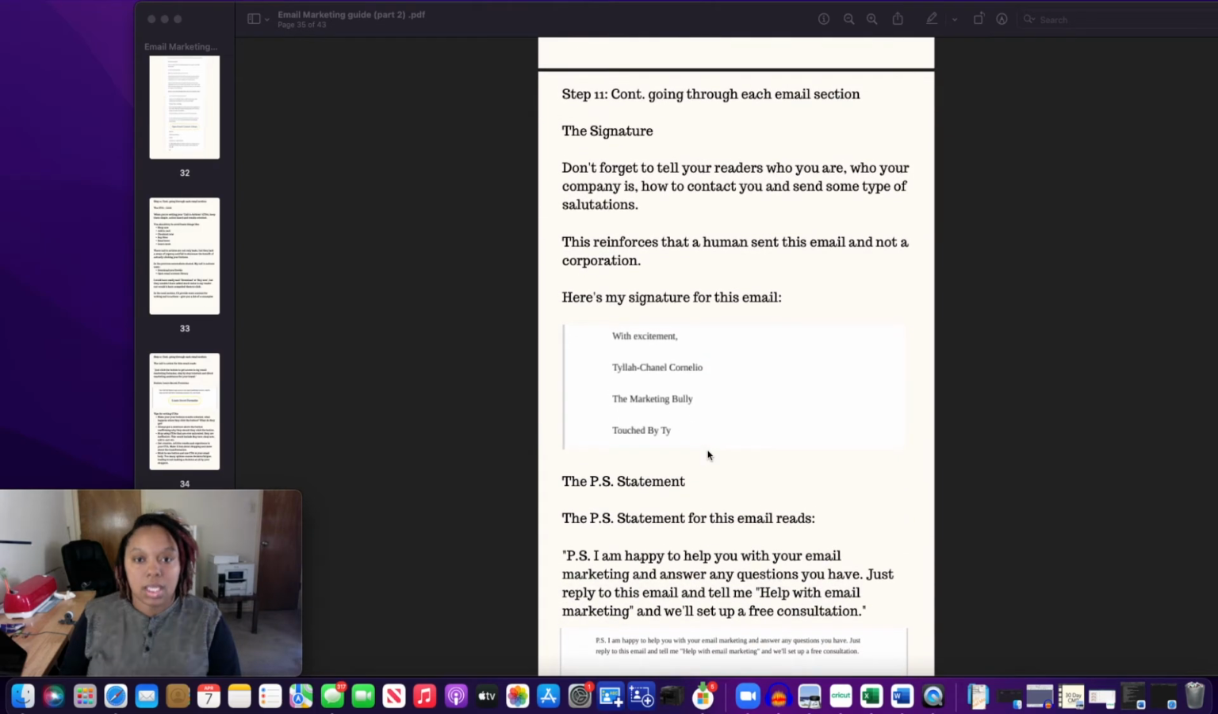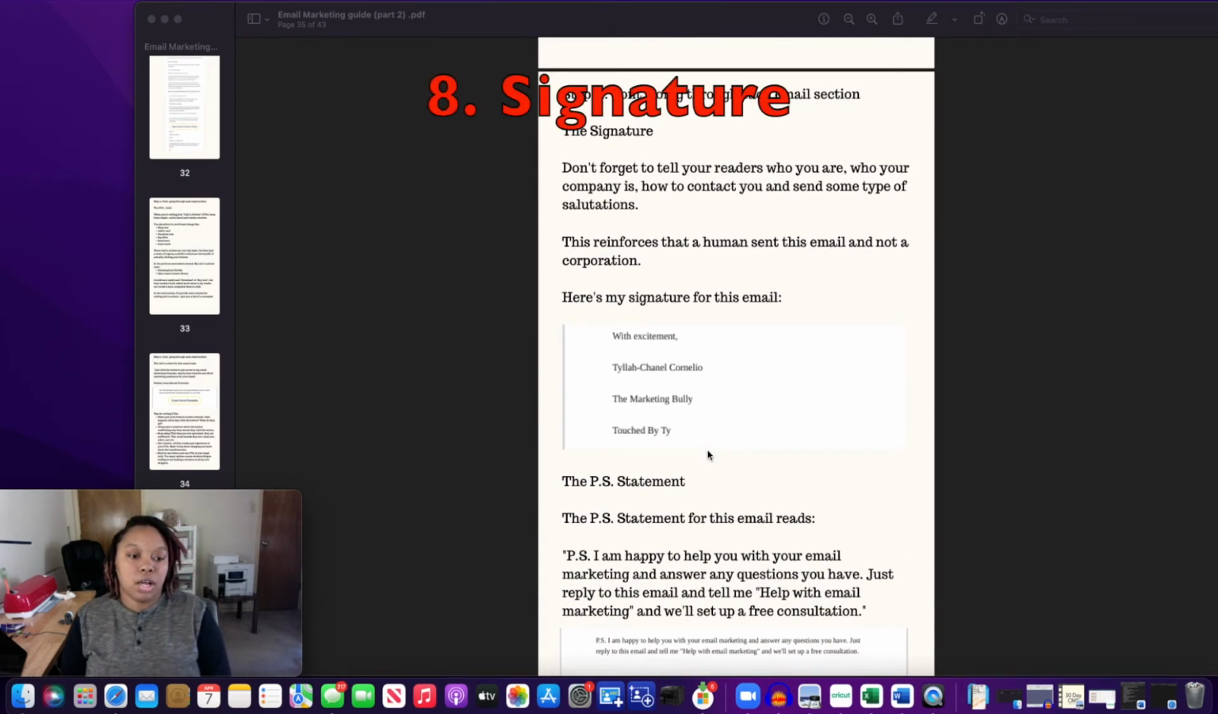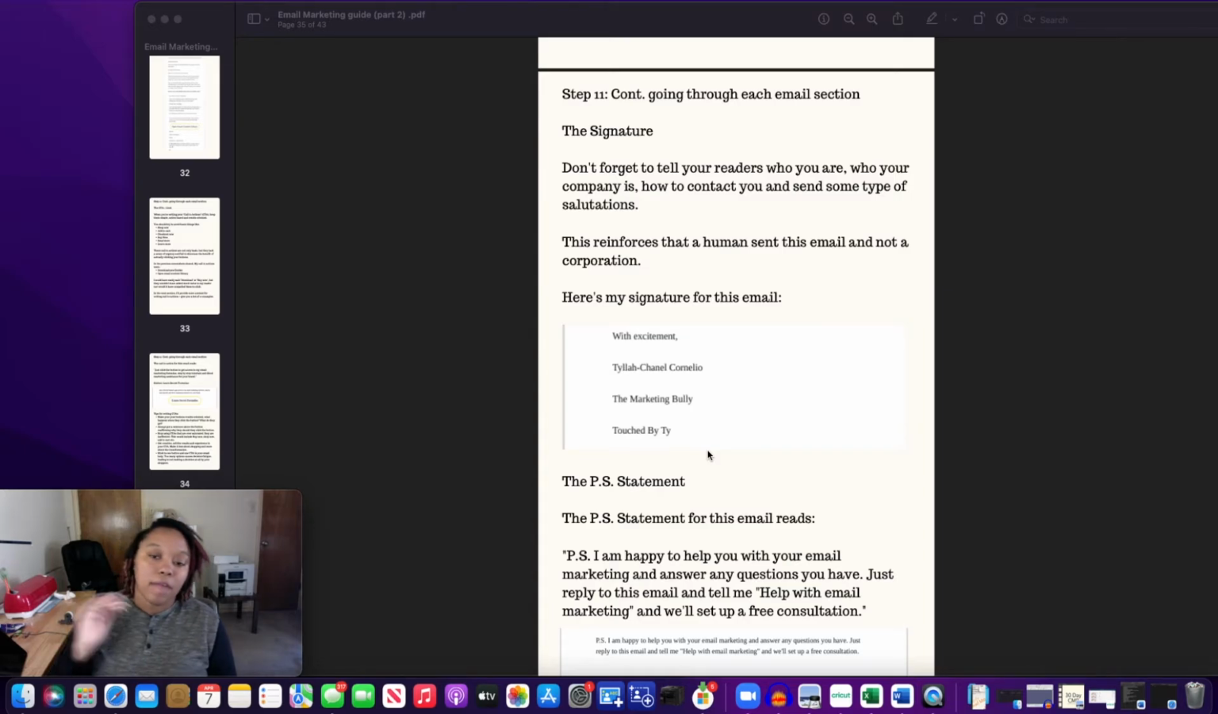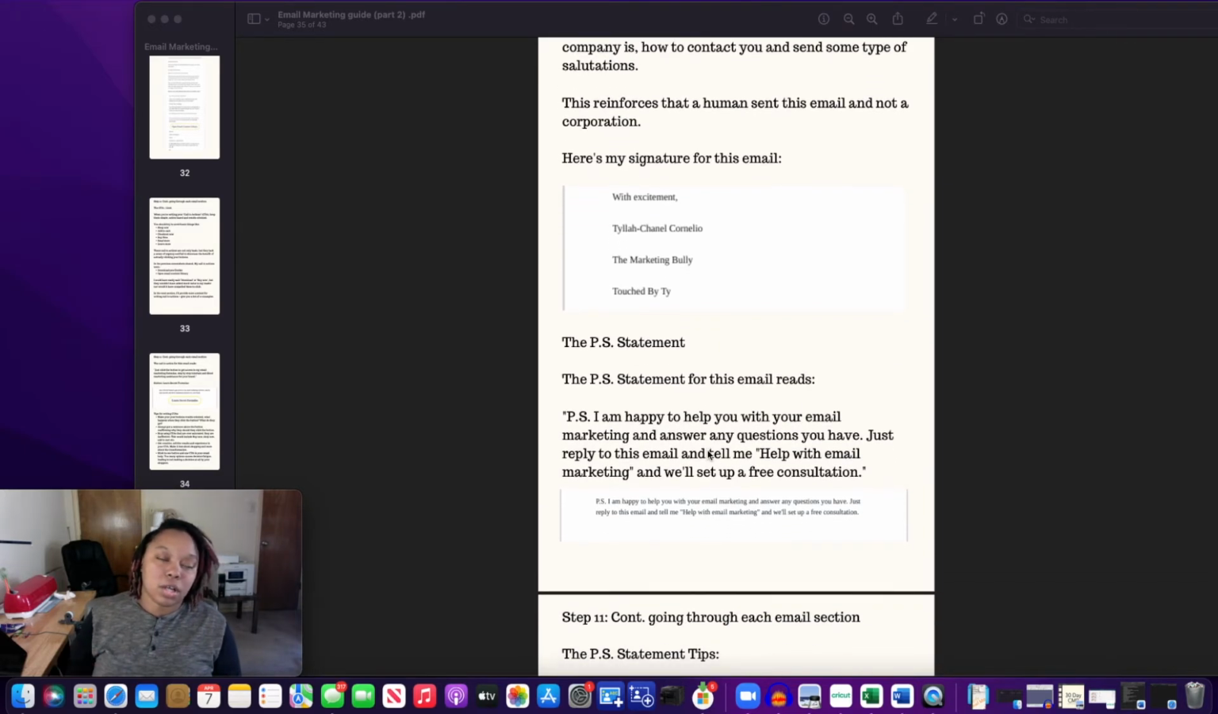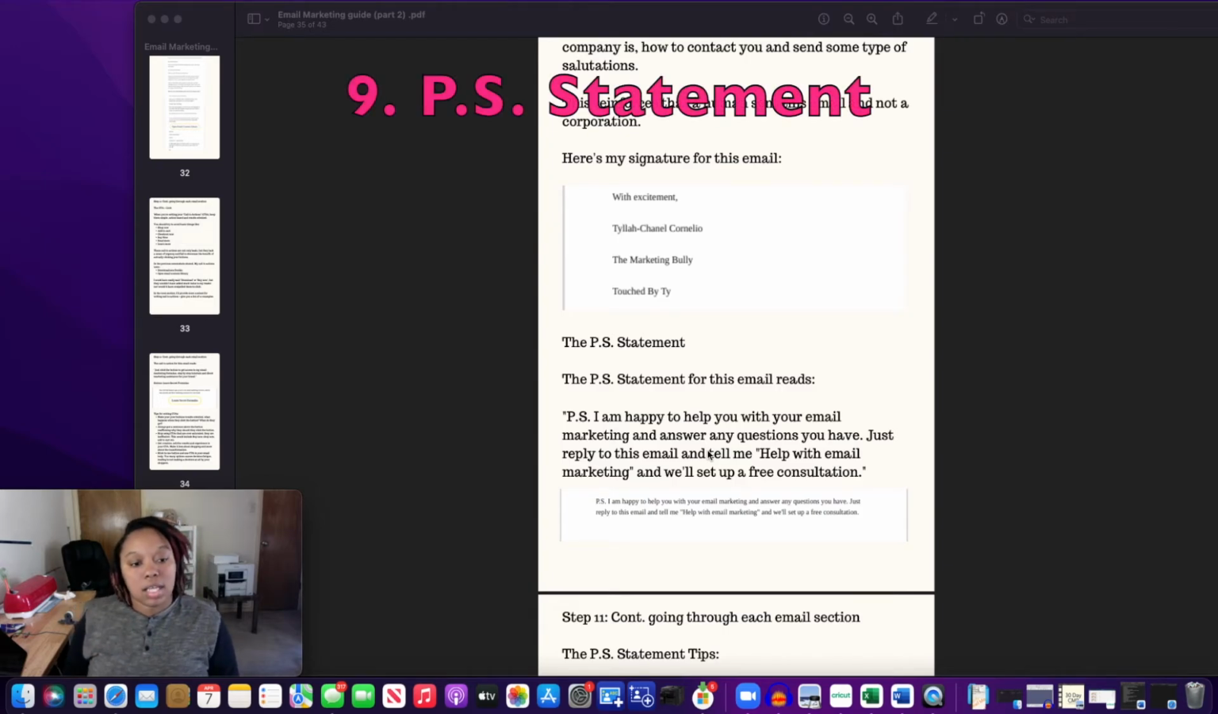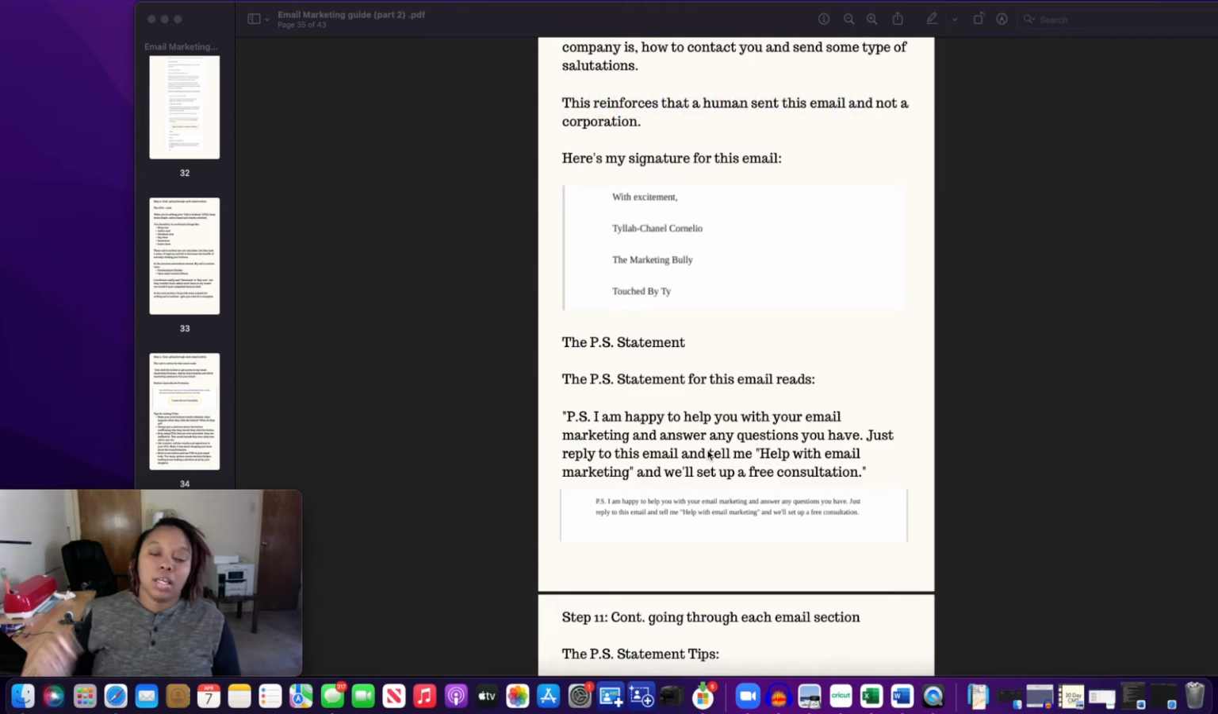After you do your CTA, you want to focus on your signature. Of course, you want to say, with love, with excitement, sincerely, warmest regards, in due time, whatever it is, how you want to end your email. And then you'll put your name, your position, your company. And then after you do your signature, always, always, always make sure that you include a PS statement. This is how you're going to add a human-like quality to your emails and reiterate that there's a real person on the other side of this email. There's someone waiting to respond to your email.